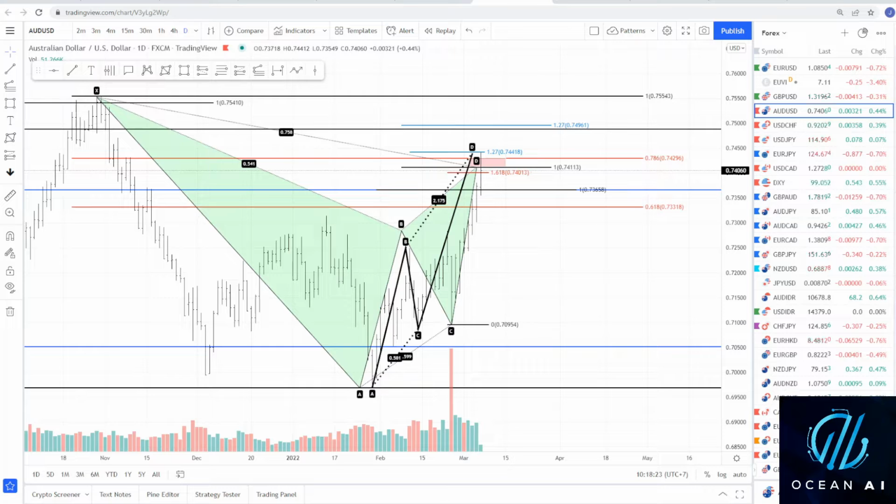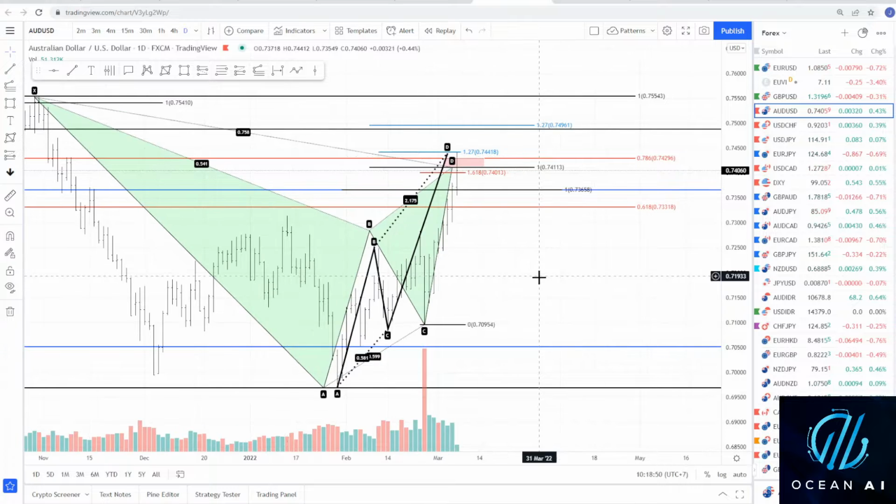Firstly here we've got the Aussie dollar. This morning it gapped higher and we've completed a pattern here at the 78% retracement level from the November high. So big pattern completing here. We also have this extended ABCD, where it stopped up here at the 1.27%. So looking for a sell-off on this now.